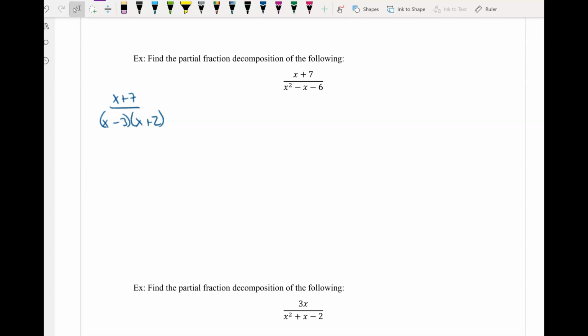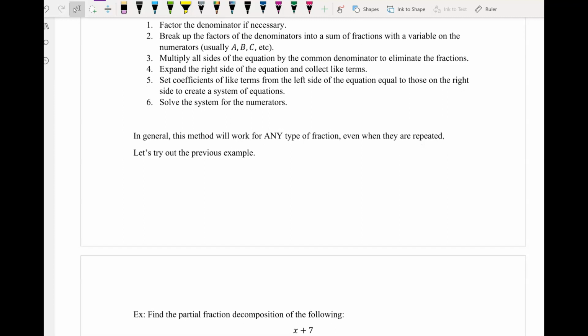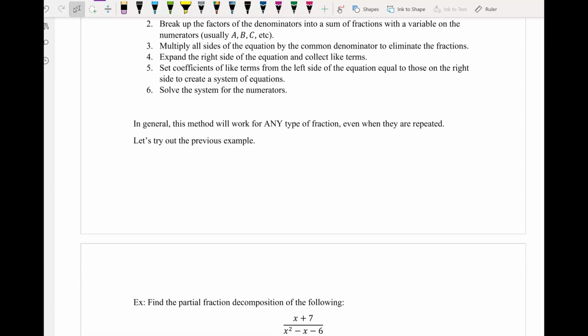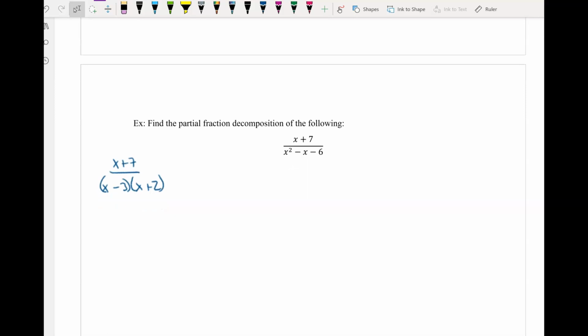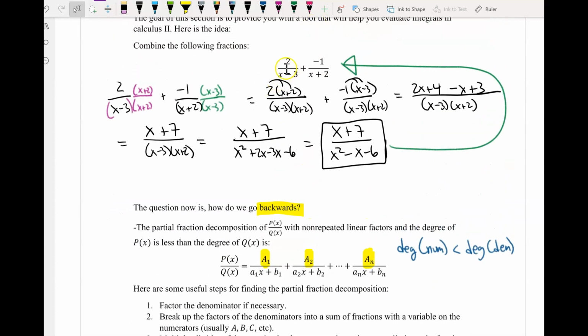All right, now that we factored it, our next step is to break up the factors of the denominator into a sum of fractions with a variable on the top. I'm going to pretend that the x plus 7 is not there. I'm going to write A, which is a number that I don't know, divided by x minus 3, plus B divided by x plus 2. Because this is essentially what I want. If you look back at our previous problem, that's exactly what we wanted: something over x minus 3 plus something over x plus 2.